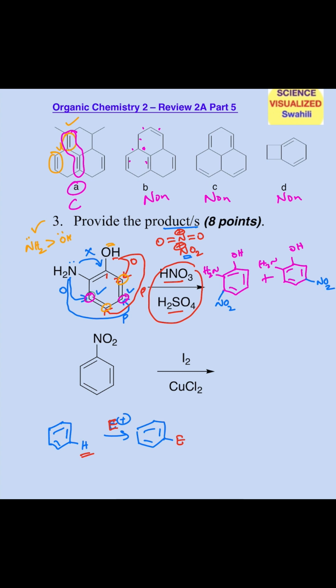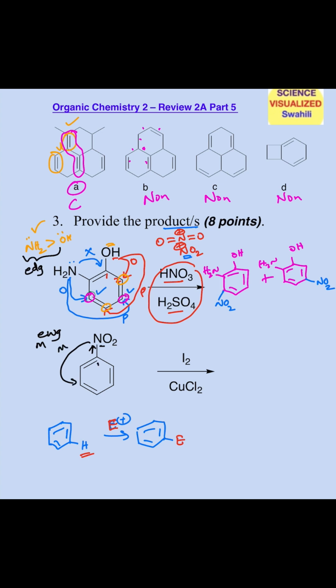Next, we see that now we have NO2. This is an electron withdrawing group, as opposed to NH2 and OH, which are electron donating groups. An electron withdrawing group pulls the electron density out of the ring, therefore it reduces the electron density of the ring, and therefore it deactivates the ring. It makes it less reactive. And because it's an electron withdrawing group, it's going to be a meta director. Therefore the new group will be directed to this meta position.